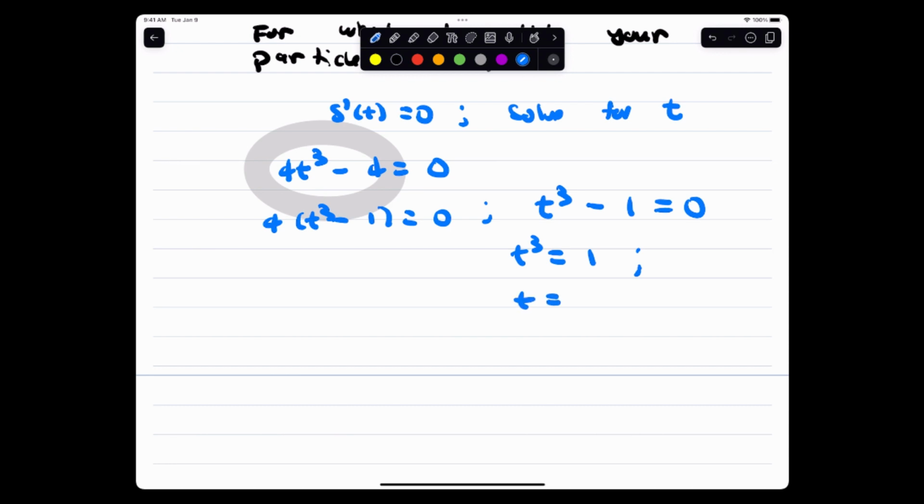Isn't t the cube root of 1? What is this? Is t 1? Guess what, ladies and gentlemen? Your particle stopped where? At 1 second. The particle stopped. This is where your particle stopped.